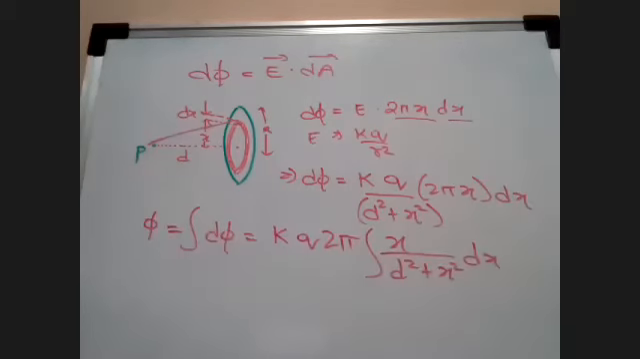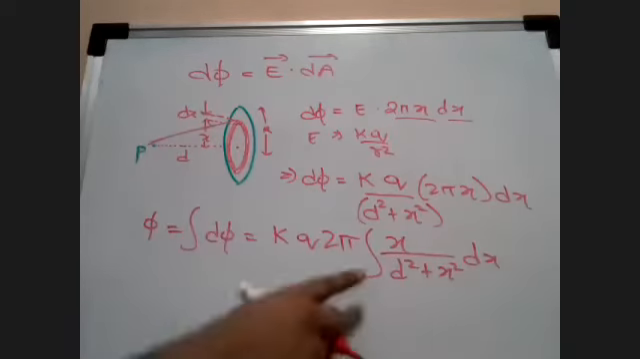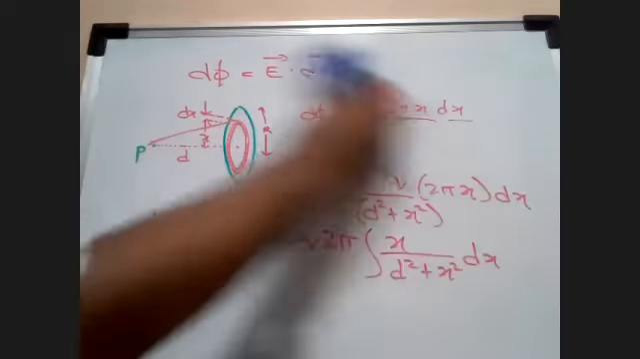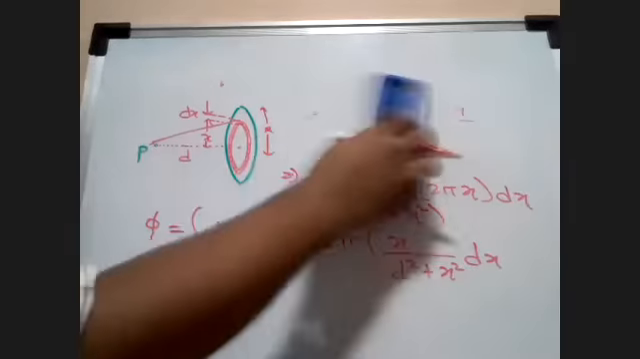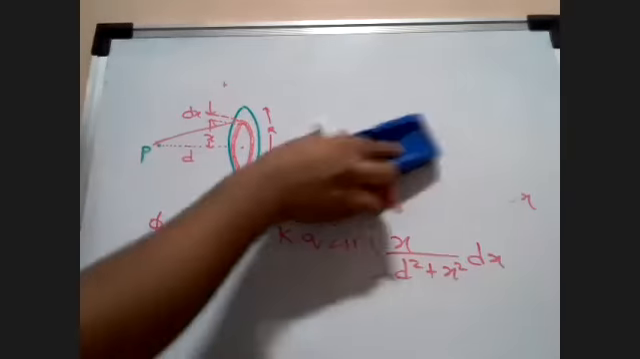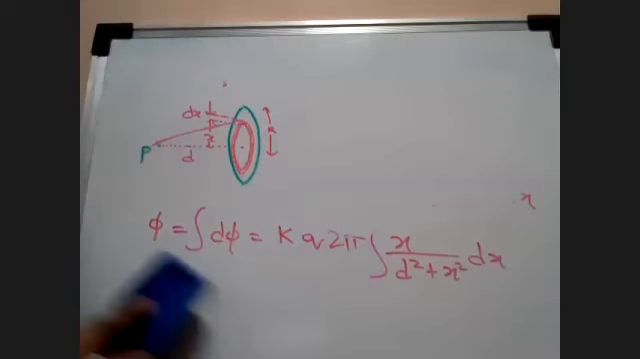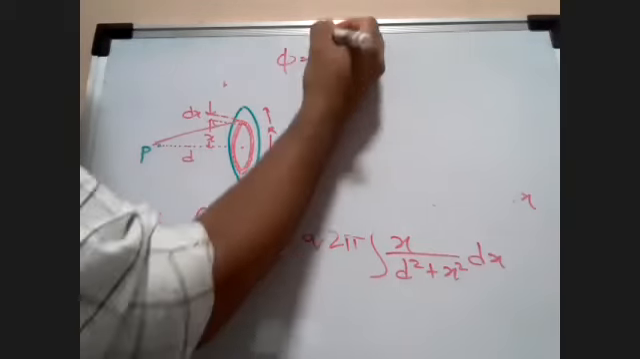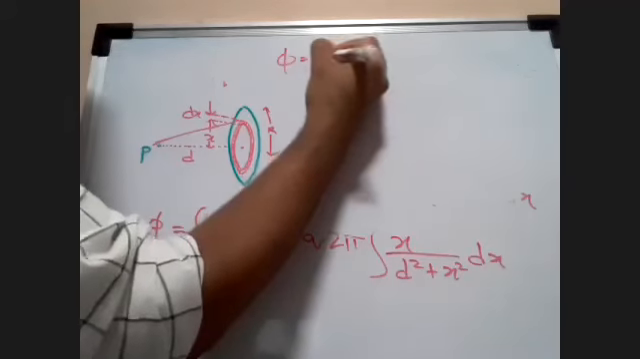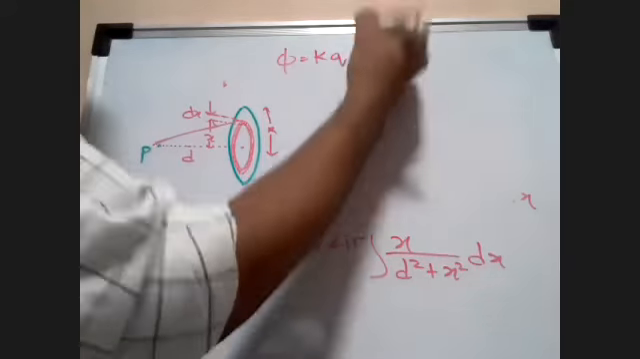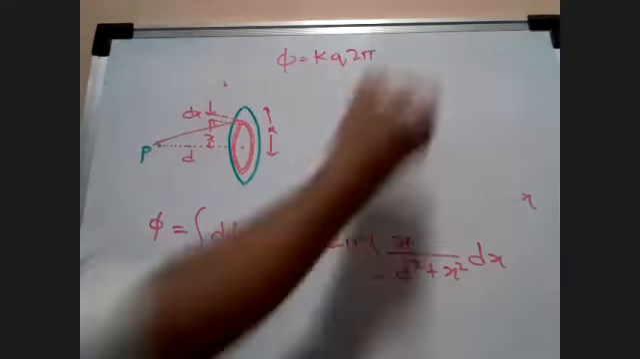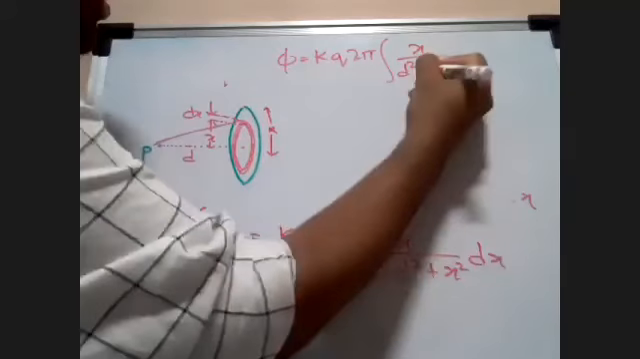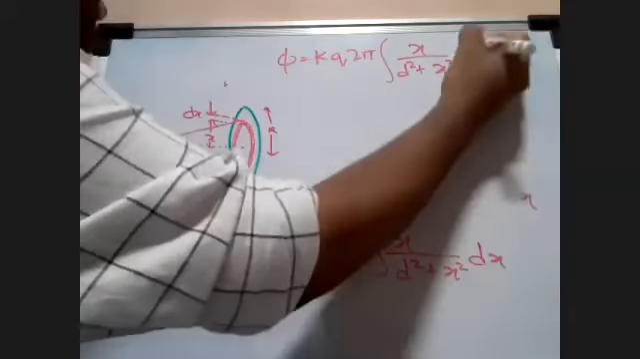Just you all know the integration of x upon d square plus x square. How will you do it? What can be the method? Sir, we can take x square plus d square equal to t. Then we can differentiate on both sides and we will get the value of dt. So phi is equal to the integration of x upon d square plus x square dx.